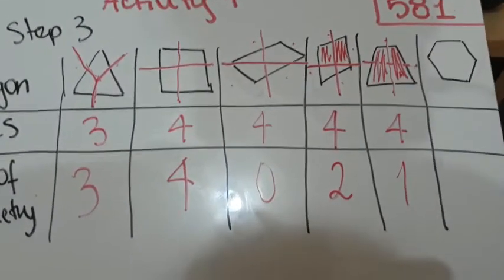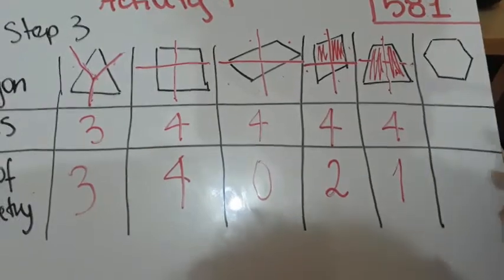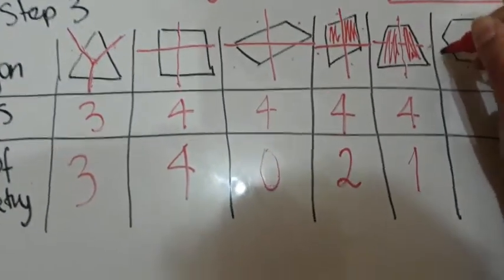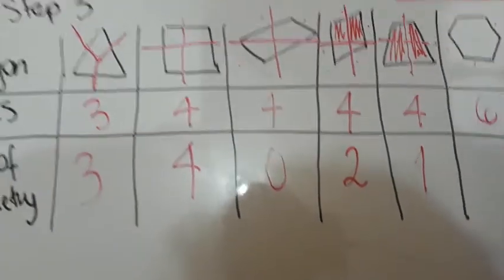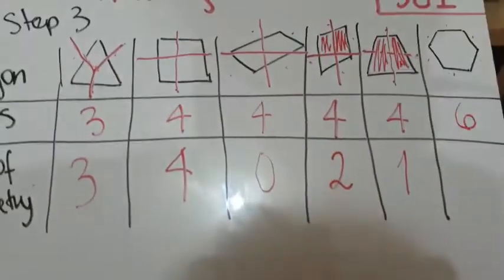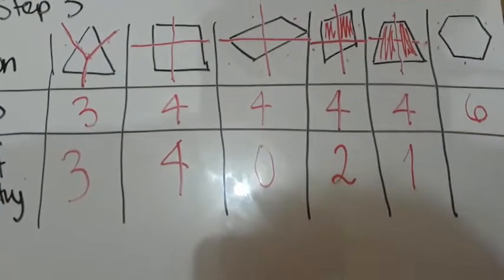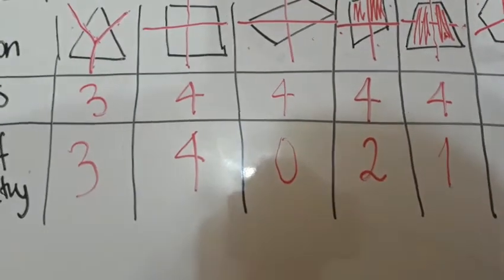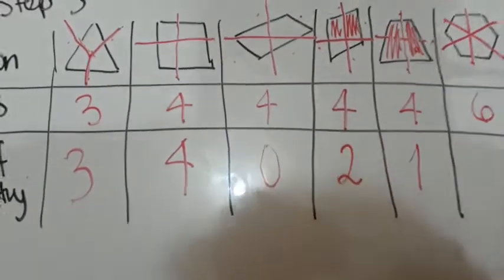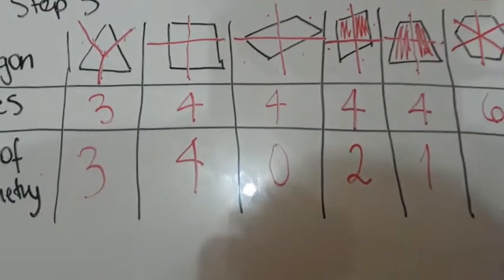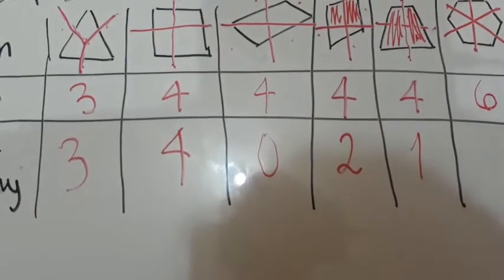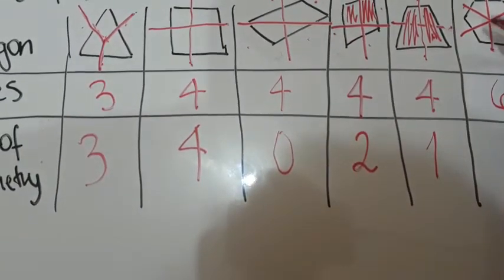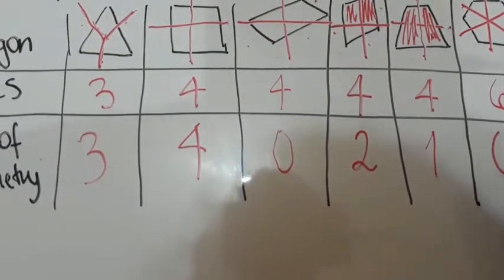Okay, and now let's go with the hexagon. What is a hexagon? We have 6 sides. 1, 2, 3, 4, 5, 6. Okay, I have 6 parts. Okay, I'm going to take these points and I'm going to make my line symmetry. 1, 2, 3. Okay, if you can notice, all my parts are equal. So we have 1, 2, 3, 4, 5, 6 equal parts.